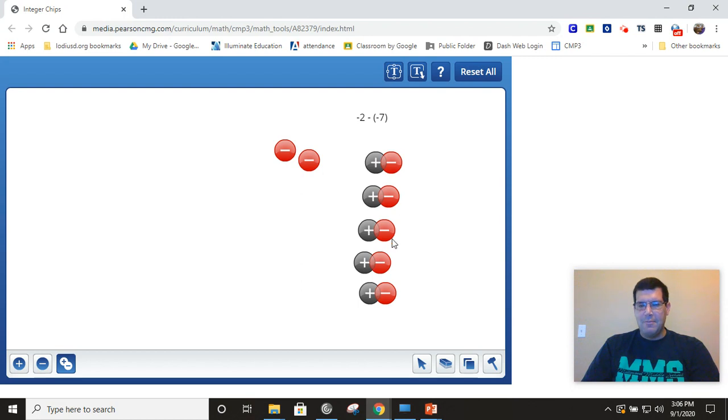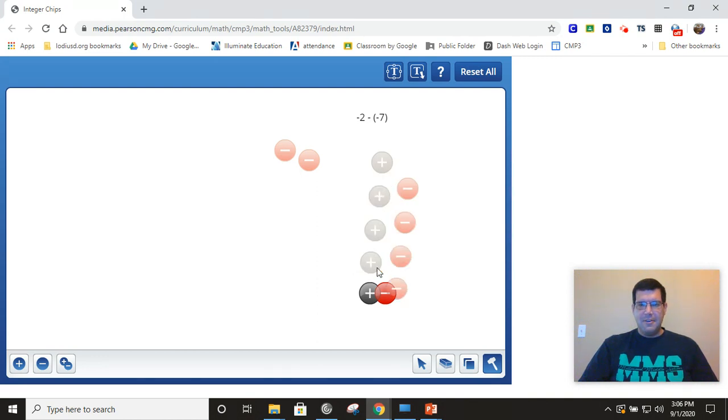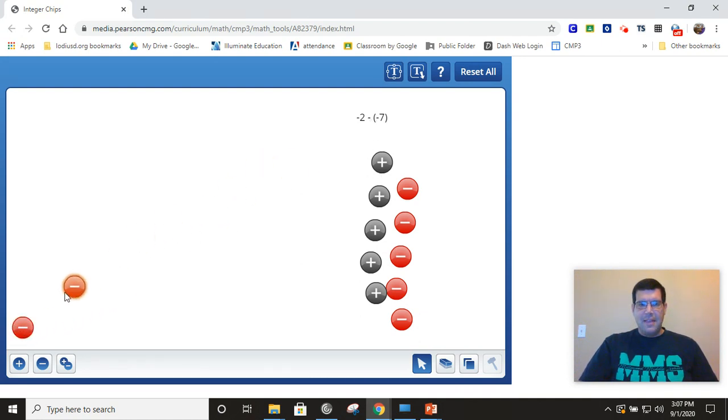Now I have 7 red chips on the board. This is not the answer because I am not done. I did not take away 7 red chips. So now I take my hammer and I hammer apart my 0 pairs. This is all still negative 2. It's negative 2 and a bunch of zeros. That equals negative 2. To get the answer to this problem, I need to take away 7 red chips. Now I can do that. I kept adding zeros until I had 7 red chips to take away.